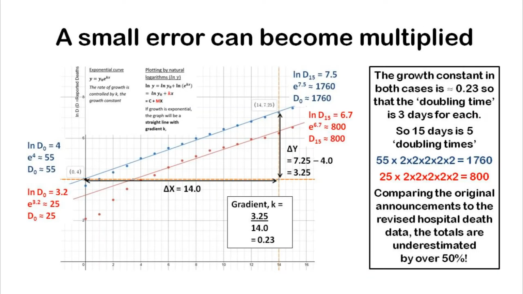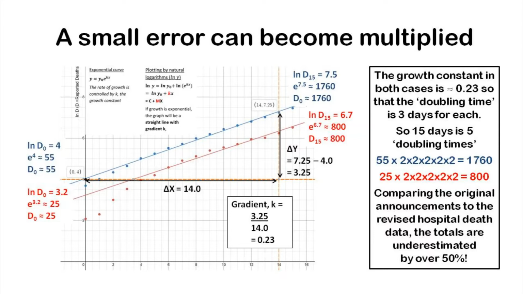These two lines are logarithmic graphs comparing the data as announced by the government and the data that is now being revised by NHS England. You can see they're similar in that both are parallel lines, the gradient is pretty much the same, the growth constant is pretty much the same at round about 0.23 and therefore a doubling time of about 3 days. But the important difference is that the revised data has higher totals.